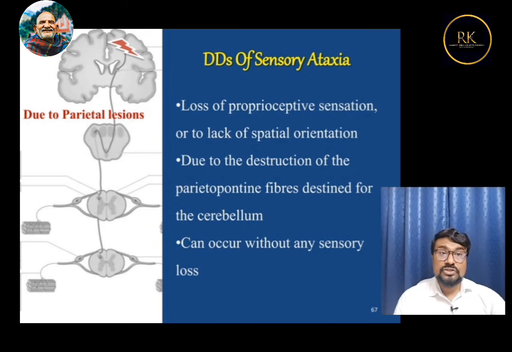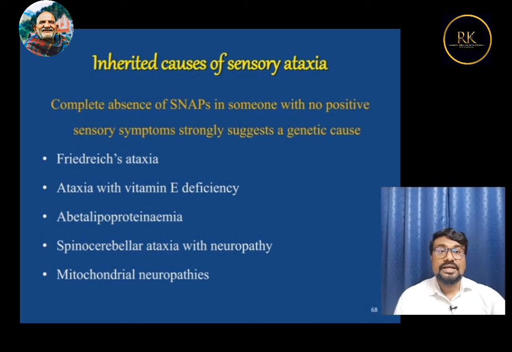Then the causes of sensory ataxia with involvement of the parietal cortex. In these cases, the patient will present with loss of proprioceptive sensations or lack of spatial orientation due to destruction of parieto-pontine fibers destined for the cerebellum, and this can occur without any sensory loss.